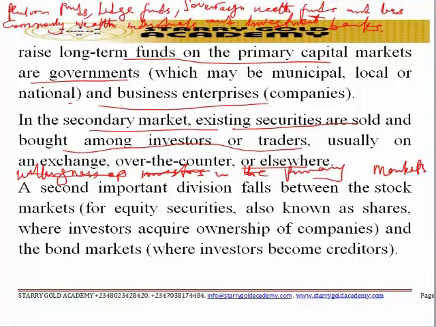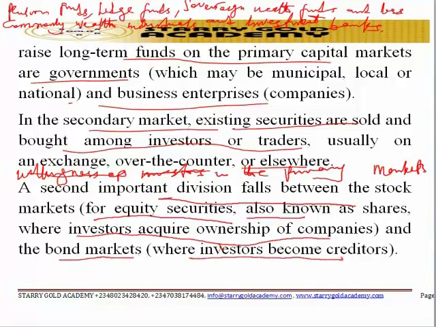secondary market instruments, okay. So now a second important division falls between the stock market for equity securities, which is also known as shares, where investors acquire ownership of companies, and the bond market where investors become creditors. Are we together?